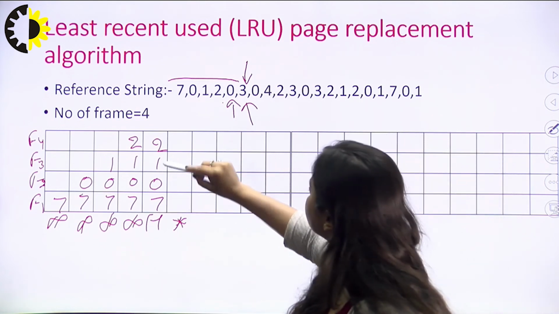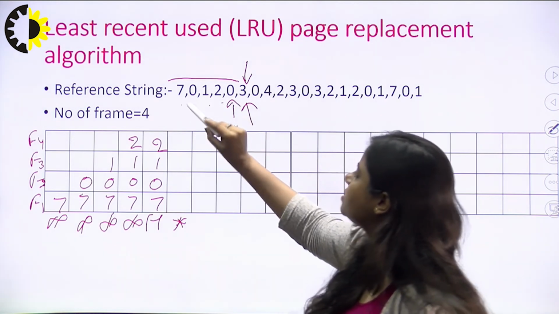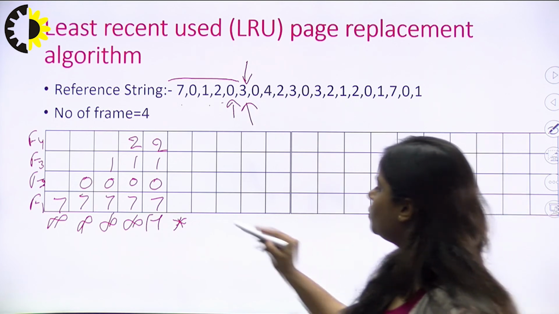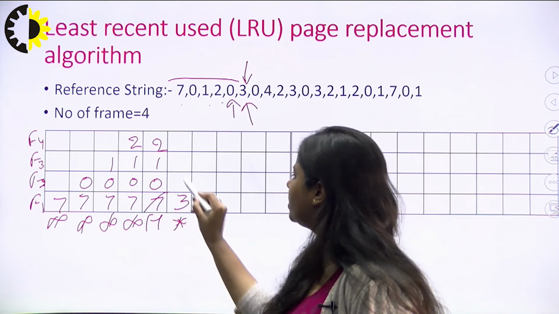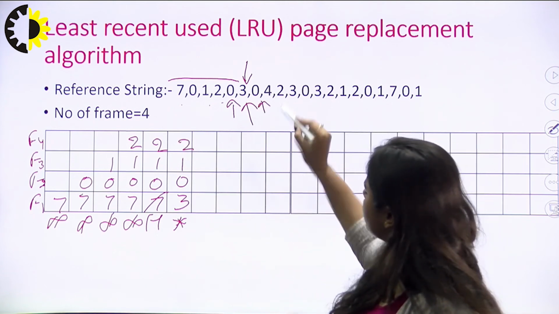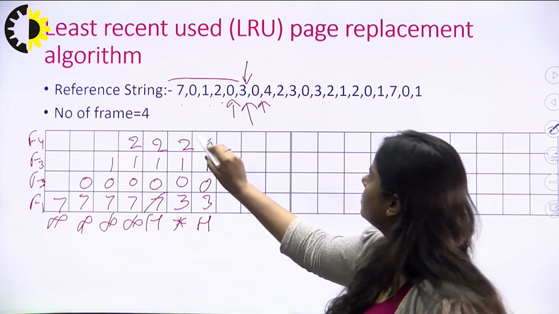So among the 7012, 2 is here, 0 is here, 1 is here. 7 is farthest to the current element. So we will remove 7 here. We will write 3, 0, 1 and 2. Again we are having 0. It is a page hit.